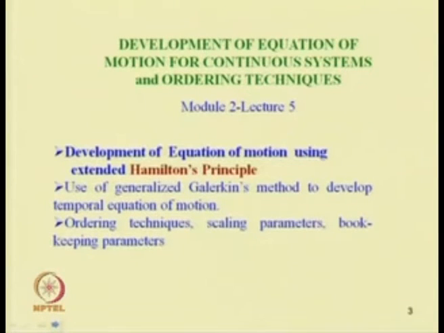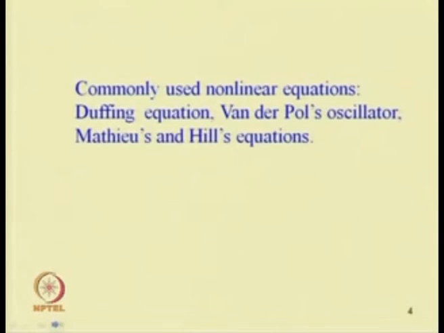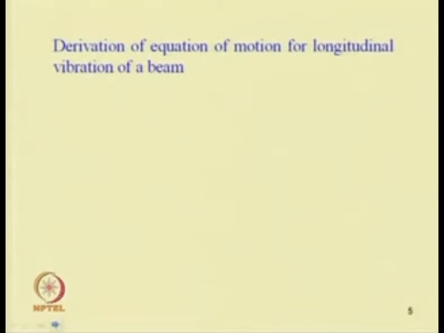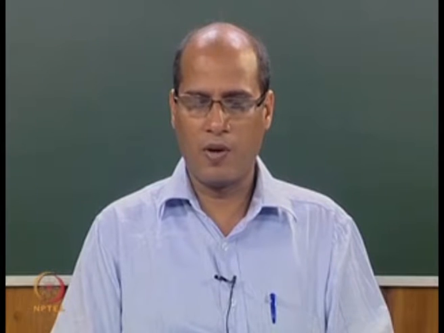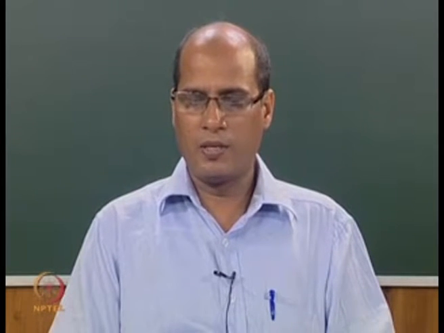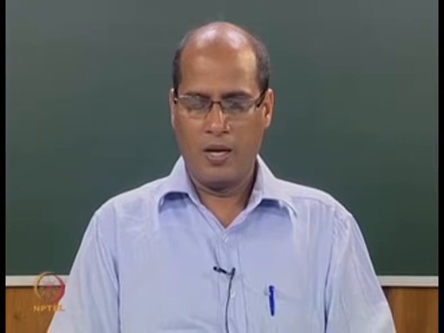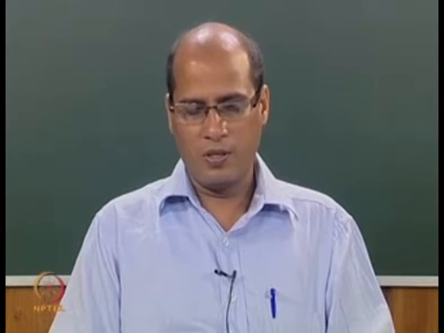Let us take a simple example of a linear system before going to the nonlinear system. We will derive the equation of motion for the longitudinal vibration of the beam, then we will go to the Euler-Bernoulli beam. Then we will make that equation of motion nonlinear, and we will take several examples to derive the equation of motion for nonlinear systems. Then we will see some exercise problems to derive the equation of motion. Also we will study the ordering technique.